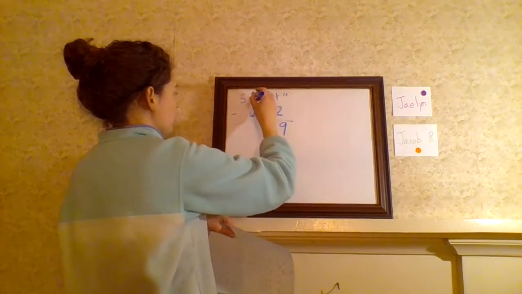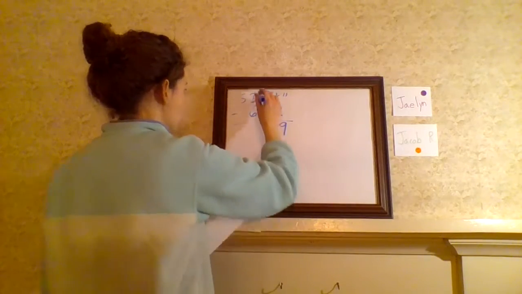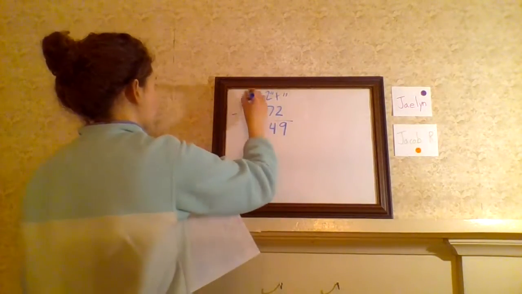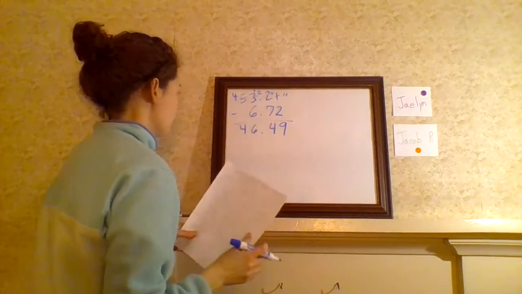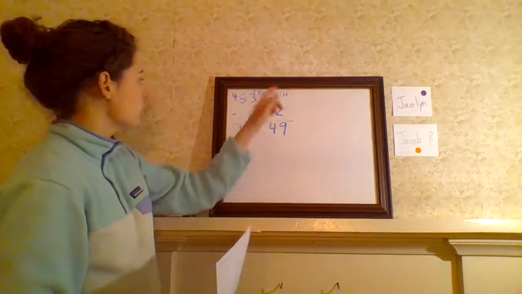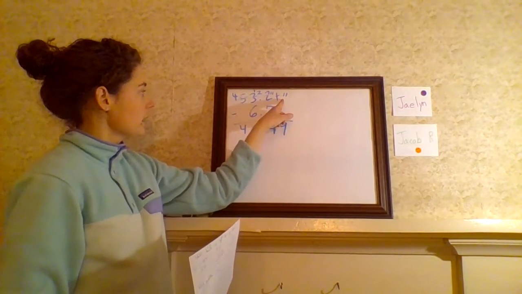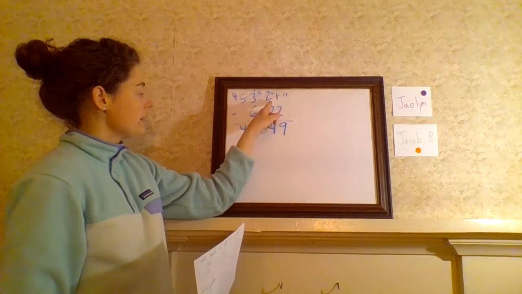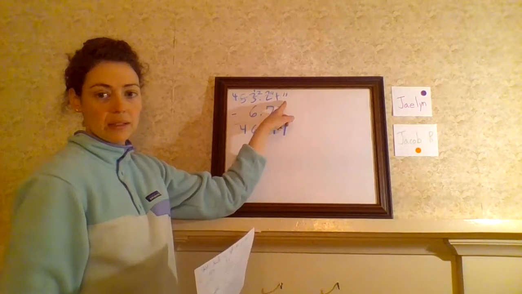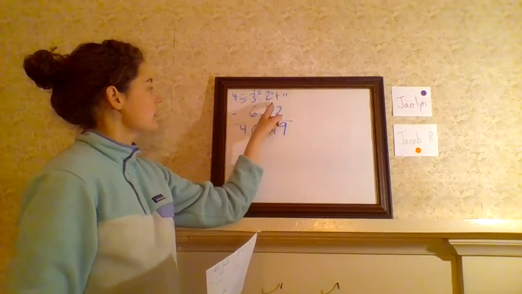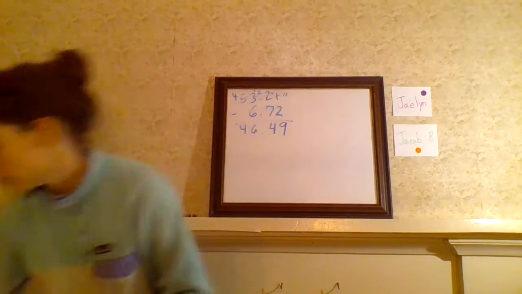1 minus 7. Oh, we can't do that, so we've got to borrow. So 11 minus 7 is 4. 2 minus 6, we can't do that, so we have to borrow from here. 12 minus 6. So then we got 46.49. So remember, if this is the hundredths place, then you can take one of these tenths and break that up into smaller pieces so that instead of having 1/10, then you have 10 more hundredths. Let me show you what that would look like.